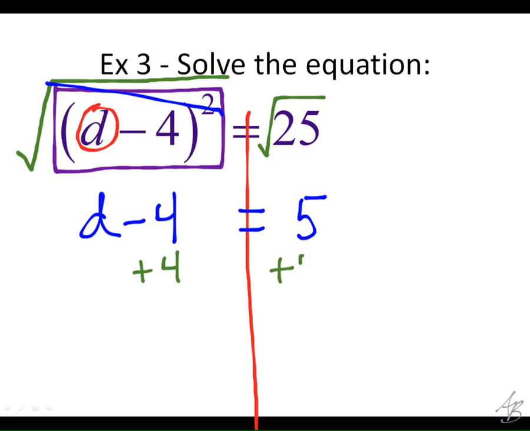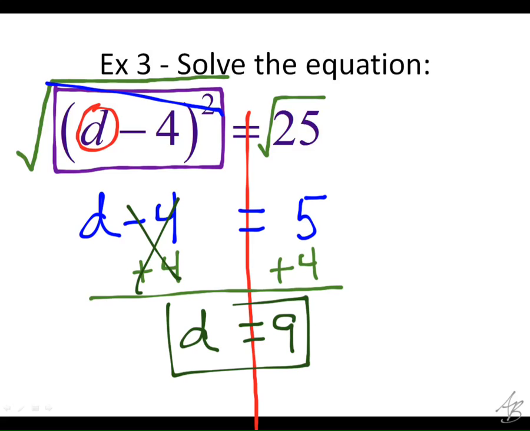Add 4 to get rid of the minus 4. Those 4's cancel each other out, so we get d on the left side and 9 on the right side. We won't mark it wrong if you put the negative answer in there also, but I will tell you this one's a little tricky because negative 9 does not work.